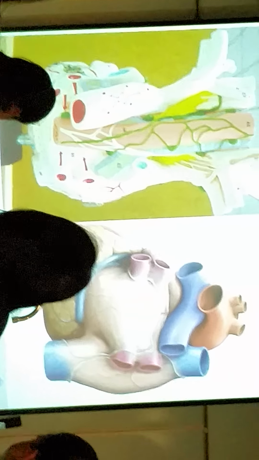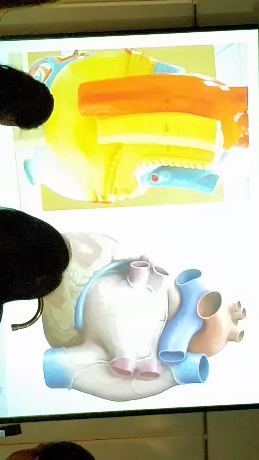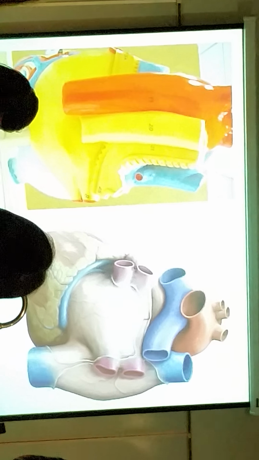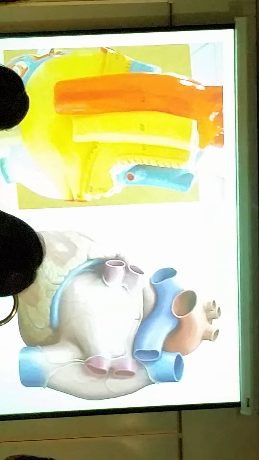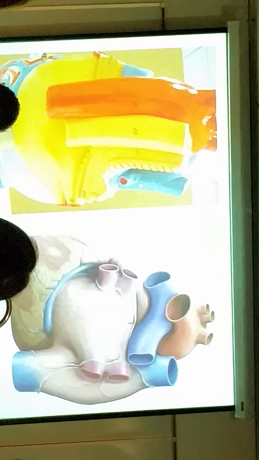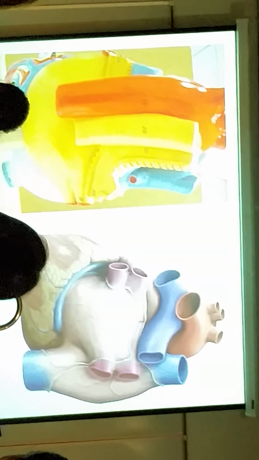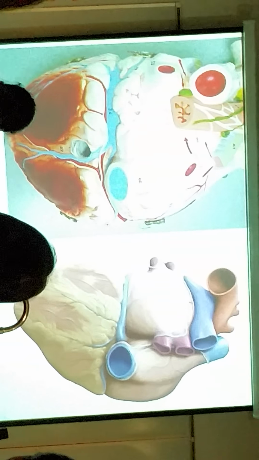Okay, that's all I see back there. On the other heart, it's the same deal. Pulmonary veins, two on the right, two on the left. Can't see much else. I see azygous again going into the superior vena cava. There's not much else I can see on the model.